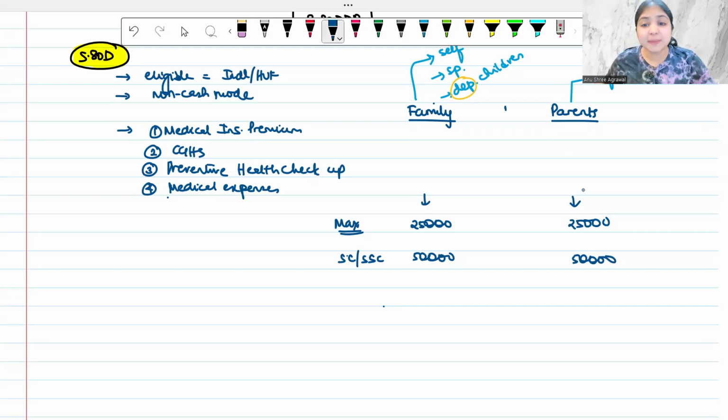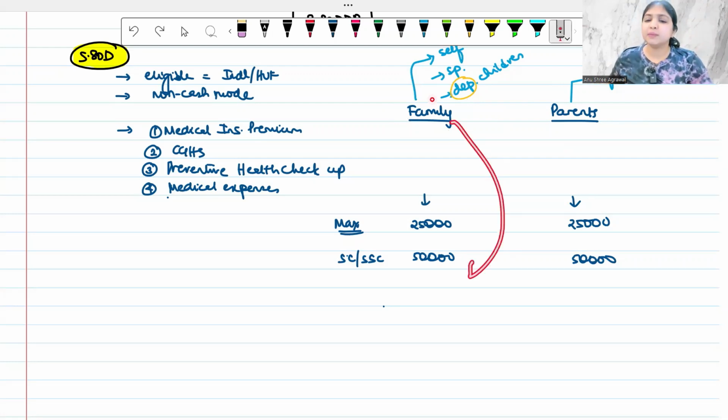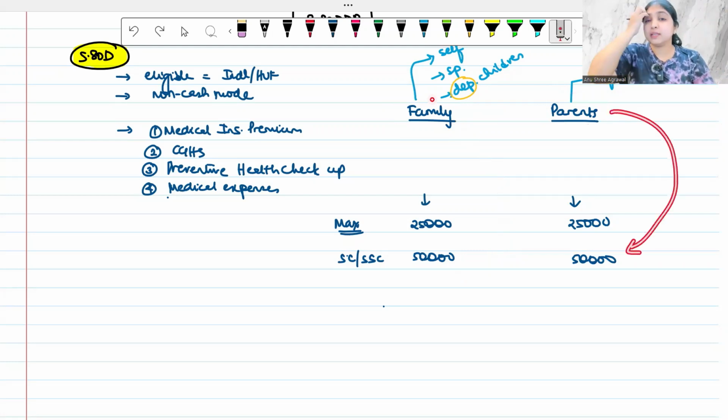So we are giving separate limit to each of these categories. Family category, the limit is 50,000 or 25,000. Parents category, also the limit is 25,000. But in the family category, even if one person happens to be a senior citizen or a super senior citizen, the limit will increase to 50,000. Similarly, in the parents category, even if one person happens to be a senior citizen or a super senior citizen, the limit will increase to 50,000.